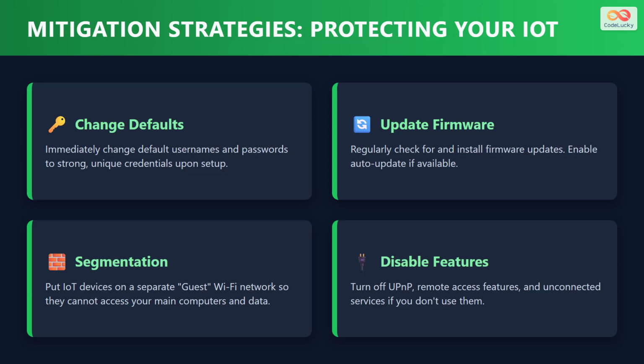So how do we protect ourselves? Here are 4 essential strategies. 1. Always change default passwords immediately. 2. Update firmware regularly. 3. Use network segmentation. Put your IoT devices on a separate guest Wi-Fi network so they cannot access your main personal data. And 4. Disable any features like remote access that you do not actually use.